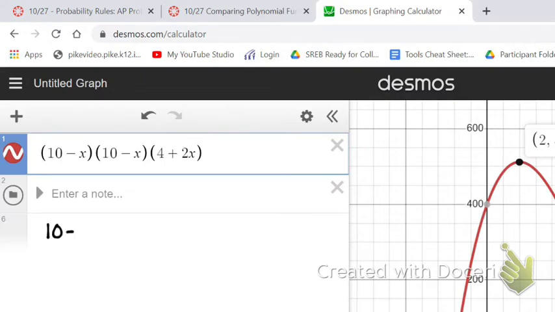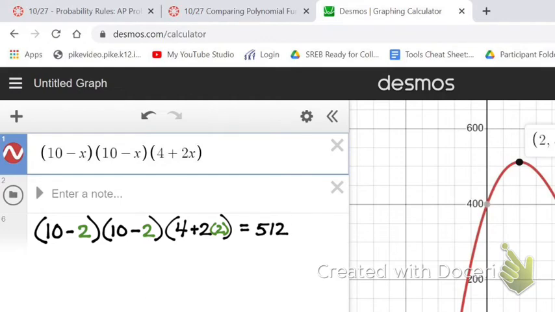I have 10 minus 2, and then inside parentheses, another 10 minus 2, times 4 plus 2 times 2. What'd you get? 512.